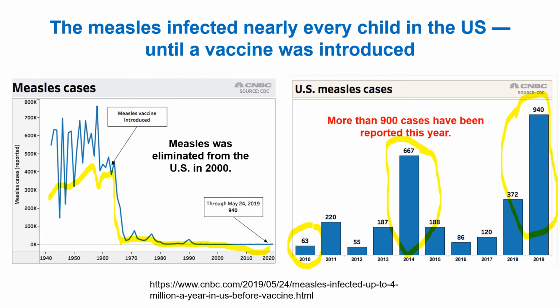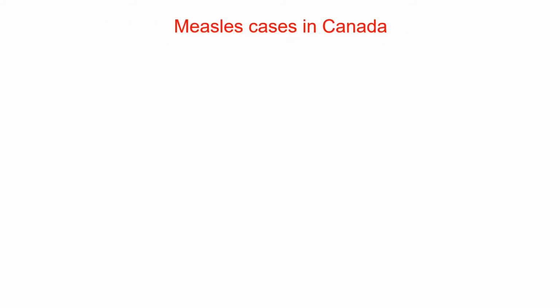And this is all just from people not getting a vaccine. We need to have about 95% of the population vaccinated to get herd immunity from measles. It is so infectious. I'll show you some Canadian numbers.